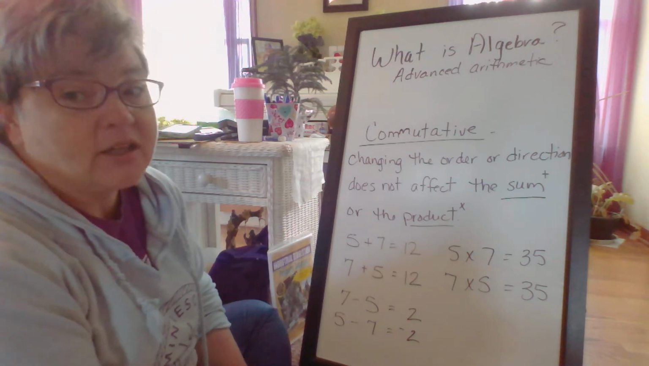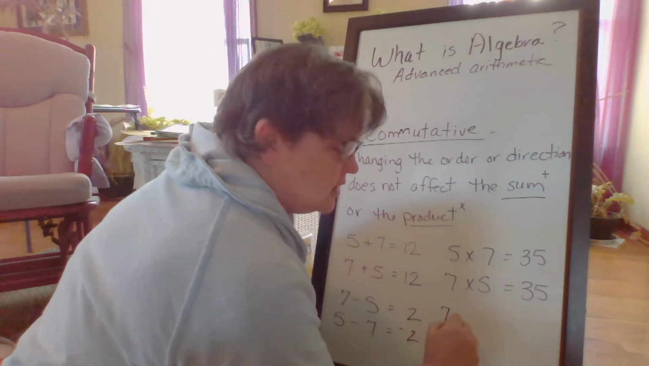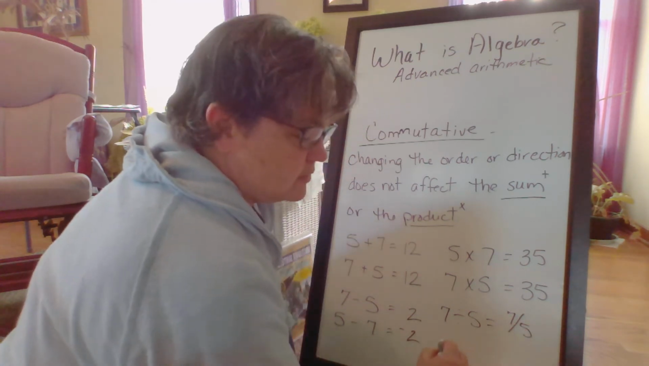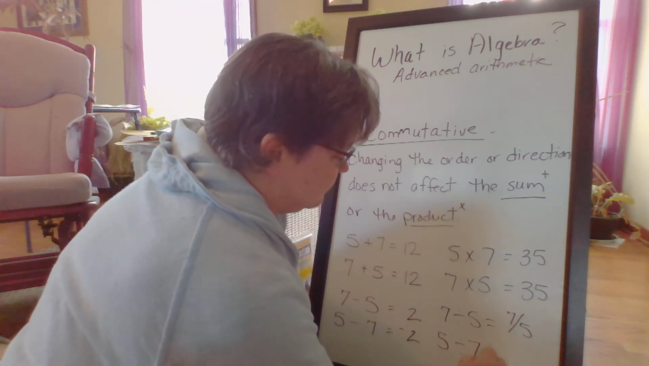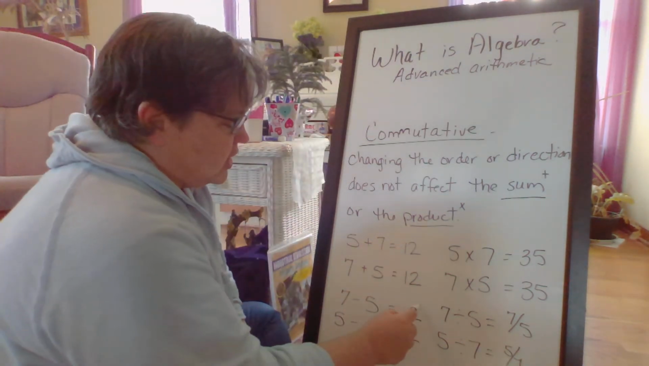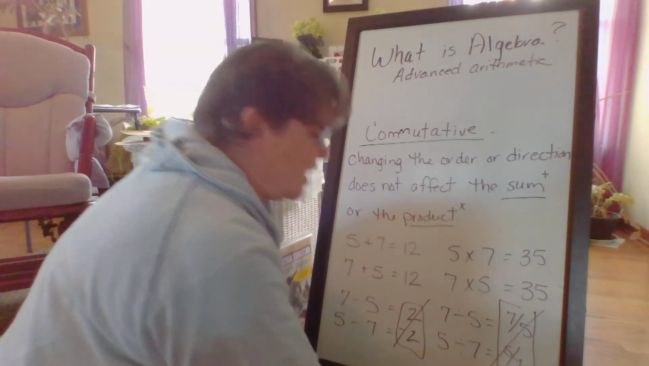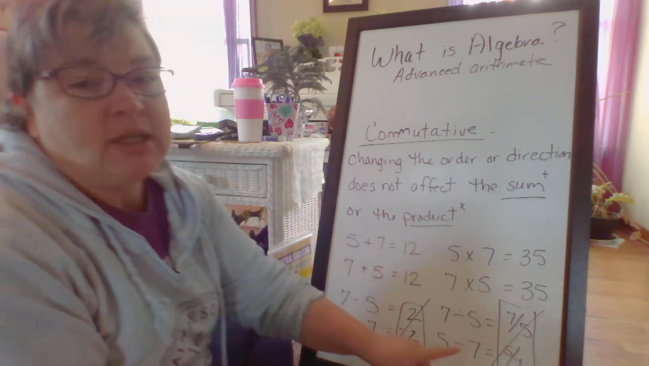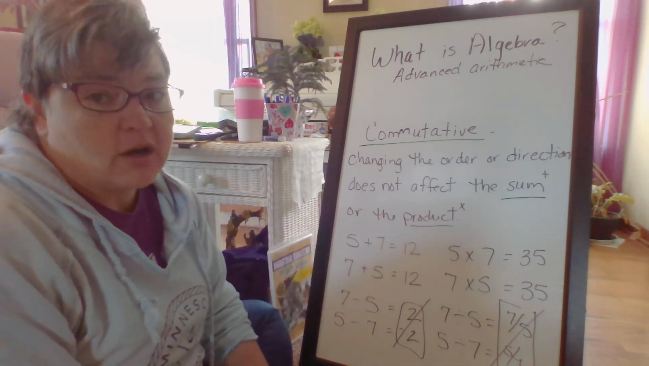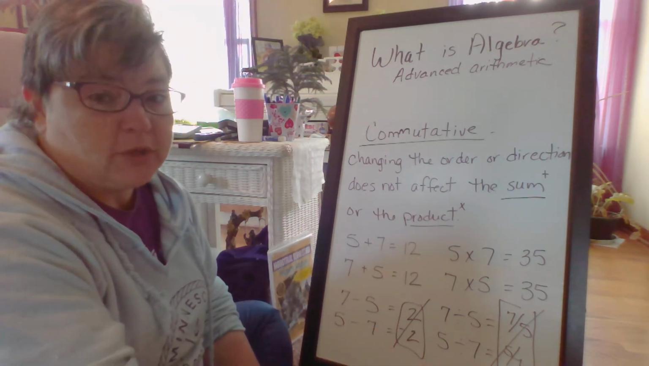Subtraction is not commutative. Let's look at a division problem. 7 divided by 5 will give you 7/5. 5 divided by 7 will give you 5/7. These are not the same. Subtraction and division are not commutative. Addition and multiplication are. And you have to know that going forward into algebra.